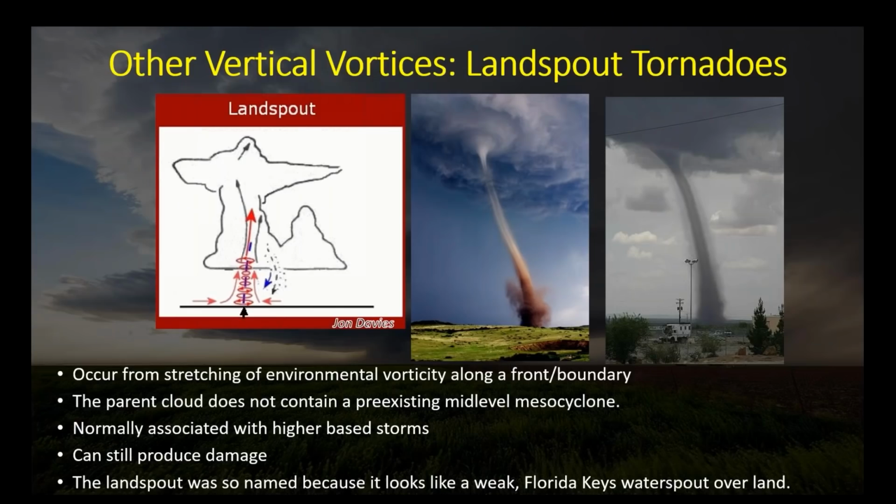In a landspout tornado, the parent cloud does not contain a pre-existing mid-level mesocyclone. They occur due to stretching of the environmental vorticity along a front or boundary, and are often associated with higher base storms. The landspout was named because it looks like a weak Florida Keys waterspout over land.